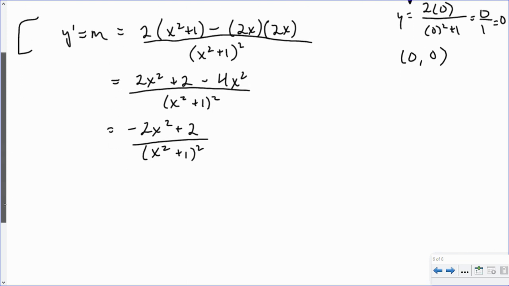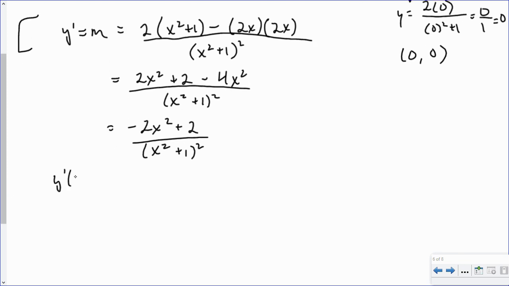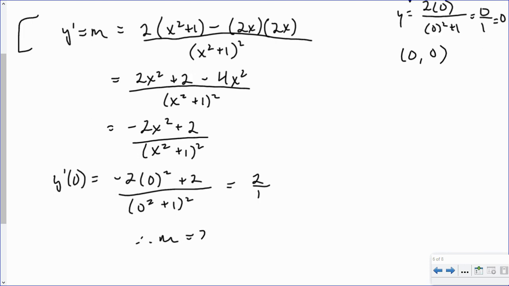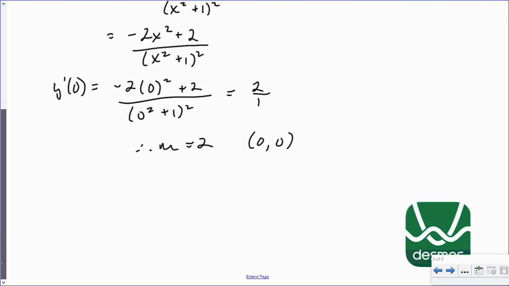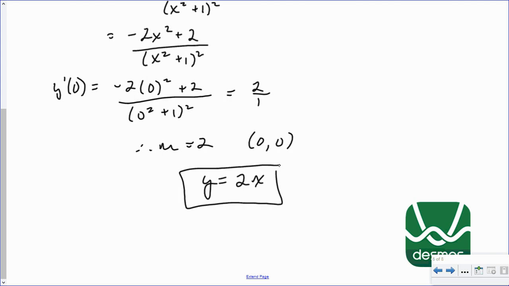Okay, I want to find the value of my derivative at 0. That looks like it's going to be 2 over 1. Therefore, my slope is 2 at my point (0, 0). That gives me just simply the line y equals 2x.